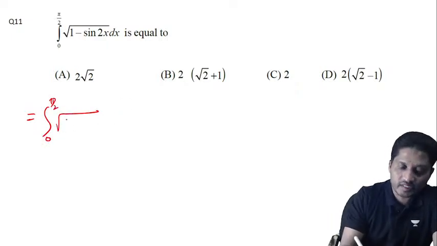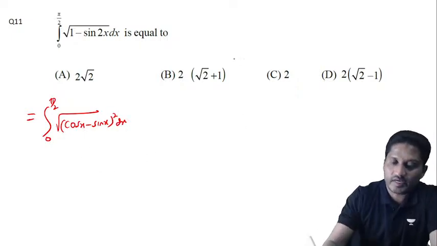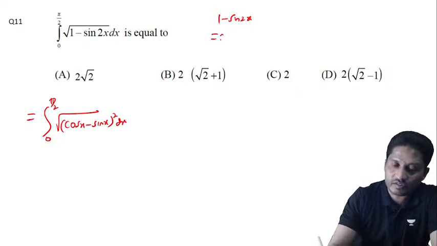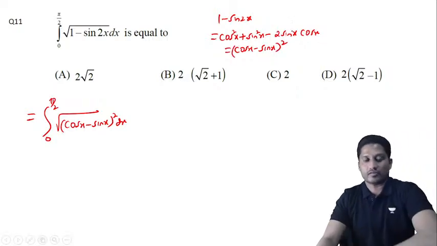1 minus sin 2x can be written as cos x minus sin x the whole square. Use a minus b the whole square, and you will get 1 minus sin 2x. Actually, in 1 minus sin 2x, 1 can be written as cos square plus sin square, and sin 2x can be written as 2 sin x into cos x. a square plus b square minus 2ab is a minus b the whole square, so cos minus sin the whole square. So I proved here how 1 minus sin 2x is cos minus sin the whole square.